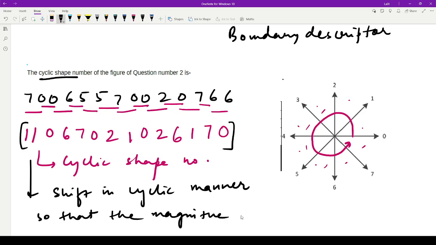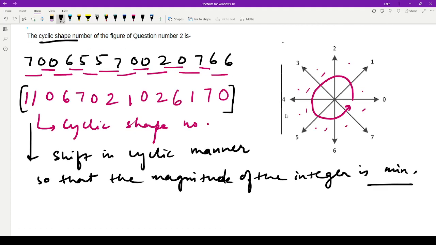The magnitude of the integer is minimum. Yes, everyone agrees. This was the condition out there. So why do we do this specific thing? So that it's rotationally invariant. It doesn't depend upon which specific direction you choose as a reference point. Even if you rotate the image and get the descriptor, the descriptor will give you the same answer. Okay. So given this idea, how do we proceed?